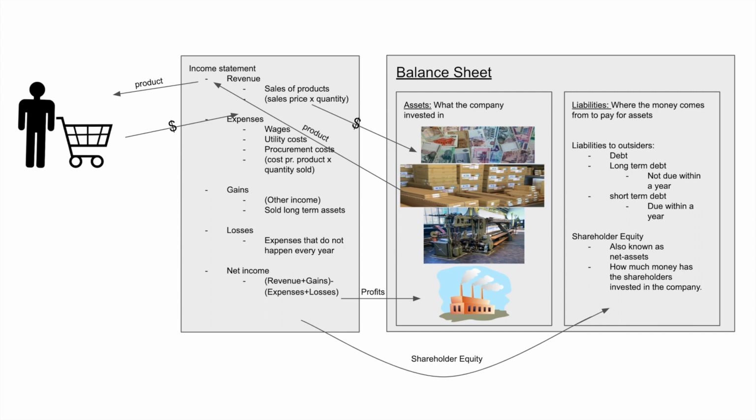But the funny thing is that since it's profits, they are of course the property of the shareholders, of the owners of the company. So that means that these profits will also make shareholder equity rise, and it will rise with exactly the same amount as the profits. So the balance sheet has grown with exactly the profits in this example.